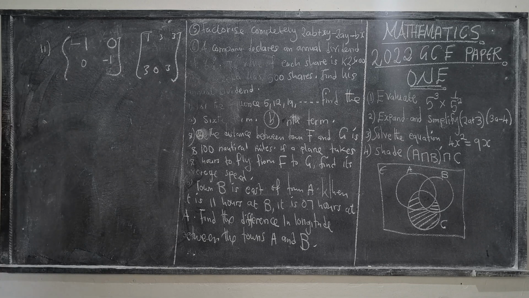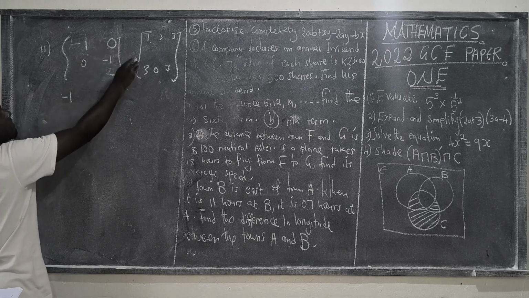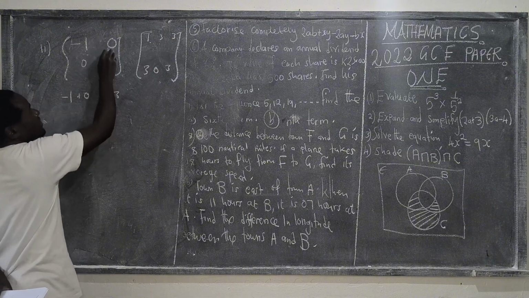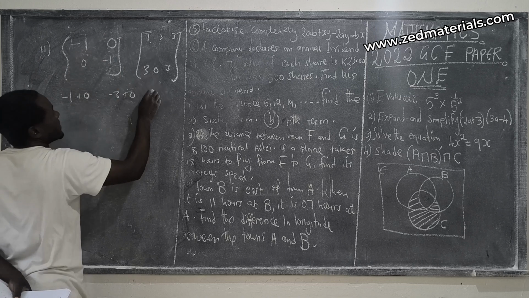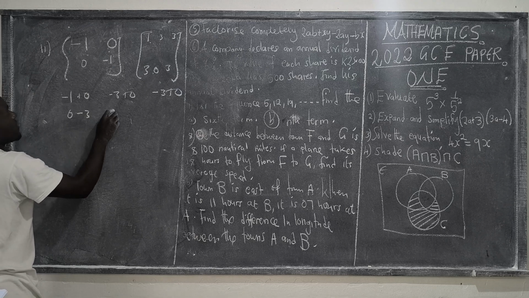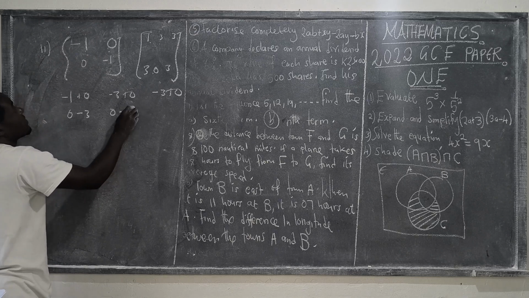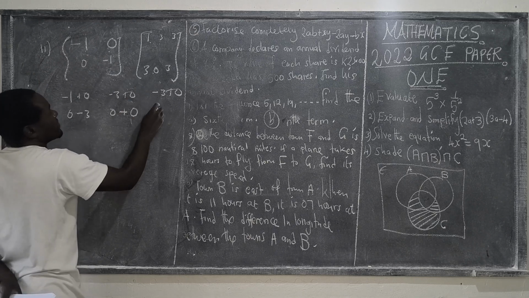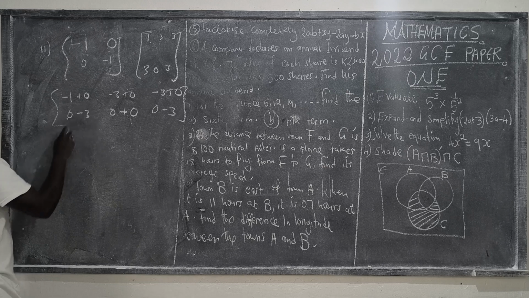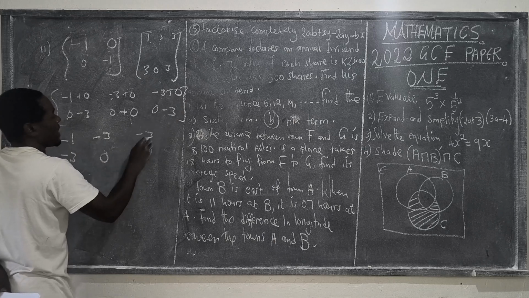Then we are now going to multiply. Negative 1 multiplied by 1 is negative 1, plus 0 multiplied by 3 is 0. Next, negative 1 multiplied by 3 is negative 3, 0 by 0 is 0. Negative 1 by 3 is negative 3 plus 0. Down, it will be 0 minus 3. So I'll get negative 1 here, negative 3 here, negative 3 and 0 down, and here negative 3 and negative 3.